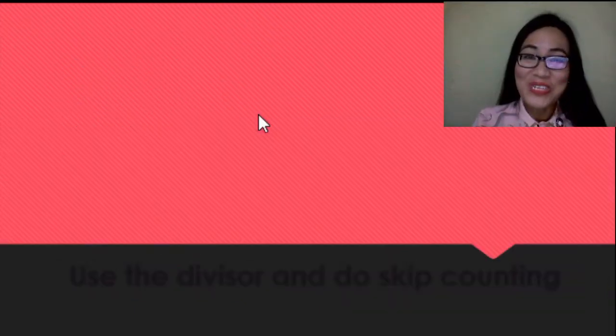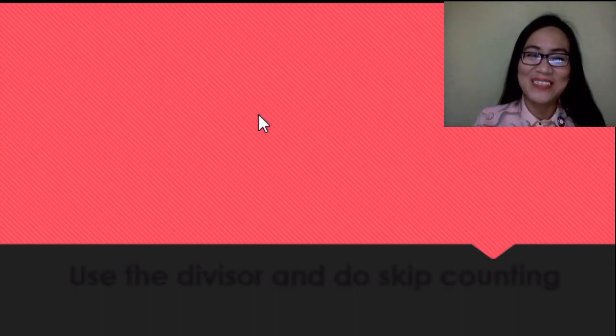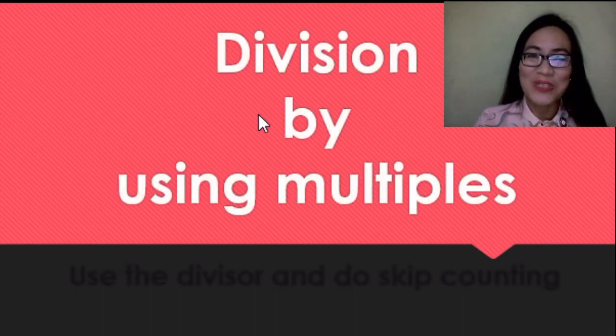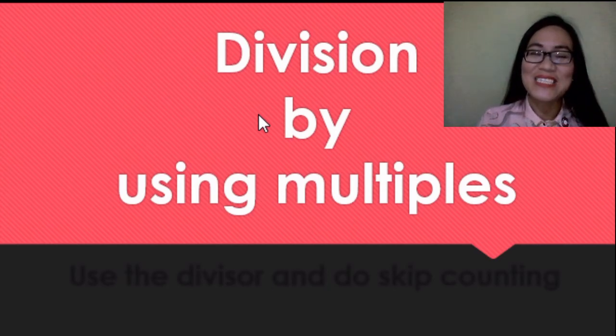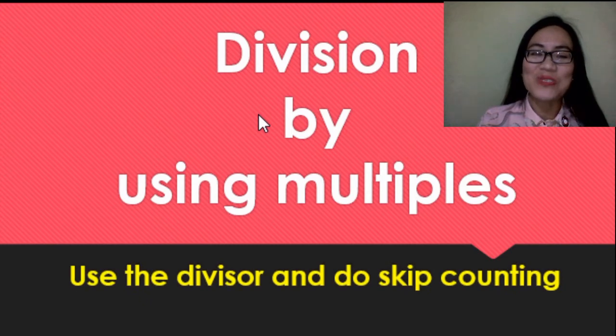Are you ready to learn another method of dividing? Yes, you are. Today, we are going to learn division by using multiples. In this method, we are going to use the divisor and do skip counting. Let's start.